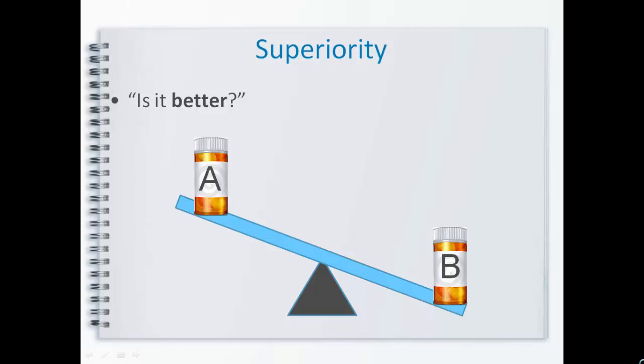Typically, to answer this question, the new therapy is compared with either a placebo or an active comparator. The investigator pre-specifies an outcome, and if the value of the outcome in the new treatment group turns out to be better, the null hypothesis is rejected, and the new treatment is deemed superior.